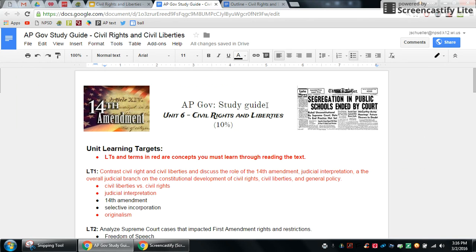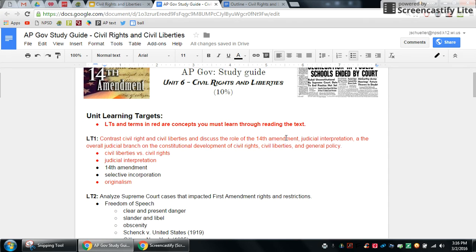All right, going over the study guide for this unit. This is our Civil Rights and Liberties unit, which in the end should really be called the Supreme Court case unit, right? Our last unit, we'll finish it up in about 2 weeks, then it's review mode.